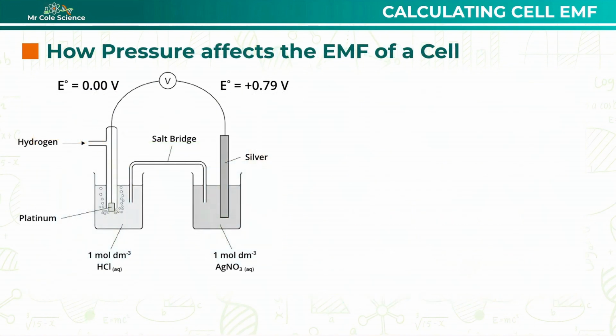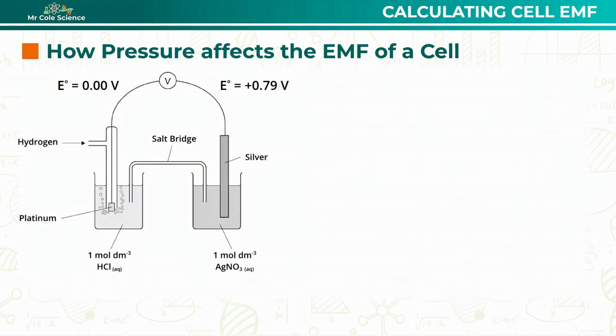Now let's have a look at our next factor, pressure. Now the key thing about pressure is that it will only affect cells that contain at least one gas within a half cell. Here I'm going to use a hydrogen silver cell with the hydrogen half cell obviously containing a gas. Just as with concentration, a change in the pressure of a gas is going to affect the equilibrium position within the half cell. Now that changes the electrode potential and therefore will change the EMF of the cell. And this chain of thought is important when asked to explain changes to EMF in exam questions.